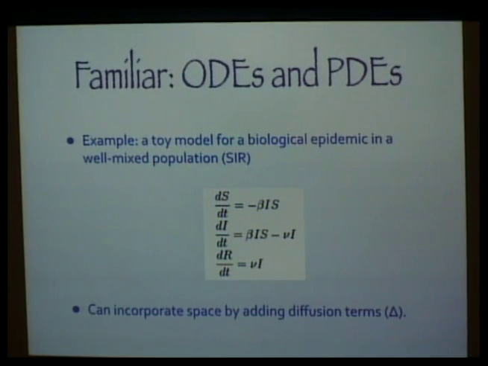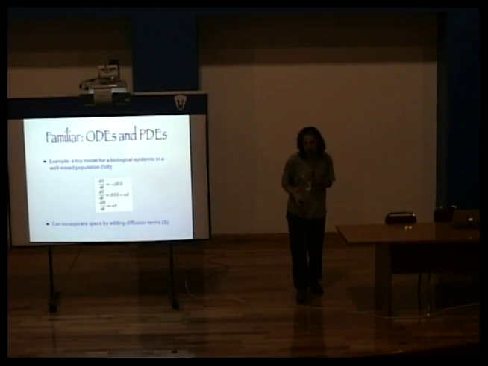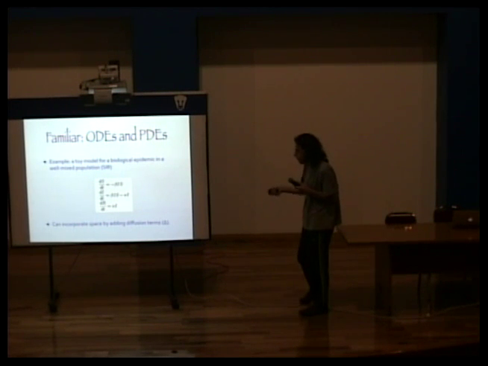One thing that's going to be familiar to most of you, or maybe all of you, is ordinary differential equations and partial differential equations. An example of an ODE would be a toy model for a biological epidemic, such as a susceptible, infected, recovered model. This assumes that people are well mixed. So either the social connections are dense enough, or really you're assuming everybody talks to everybody else, but if they're dense enough, this can be reasonable.